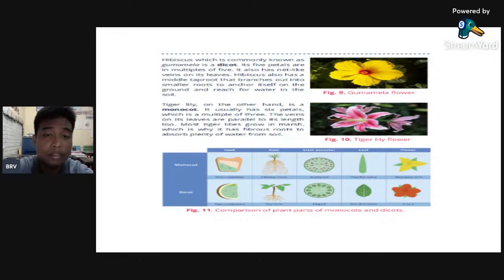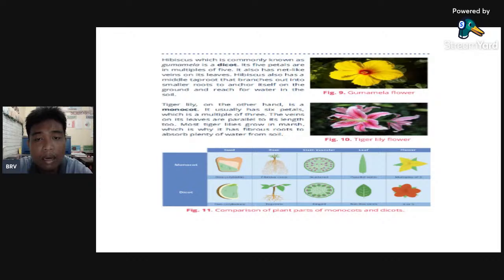Next, hibiscus, which is commonly known as gumamela, is a dicot. Its 5 petals are in multiples of 5. It also has net-like veins on its leaves. Hibiscus also has a middle taproot that branches out into smaller roots to anchor itself on the ground and reach for water in the soil.